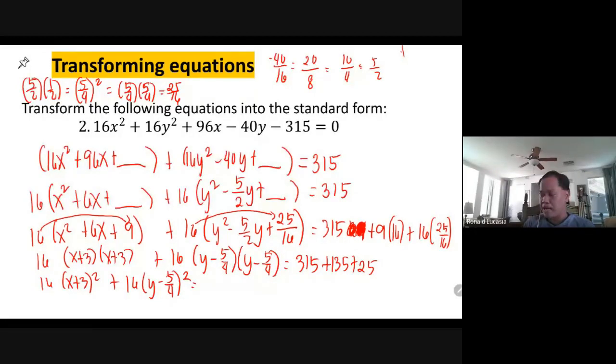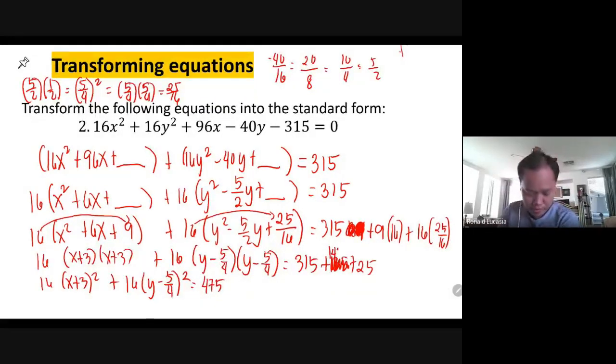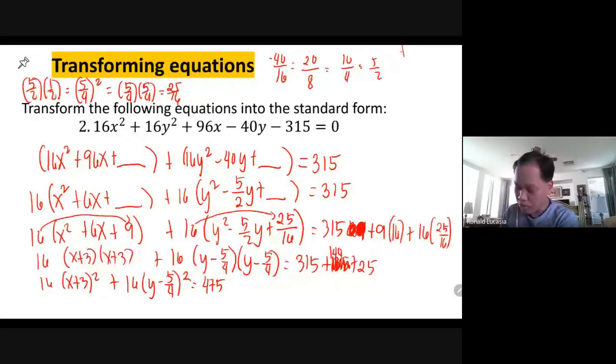315 plus, oh, bakit pare iba yung sagot ko? 315 plus 135 plus 25, 475. Bakit 484 ang sagot ko dito? Double check natin. 9 times 16, 144 pala to dapat. Mali. 144. Tulungan niyo ako mag-compute. Okay, this should be 484.